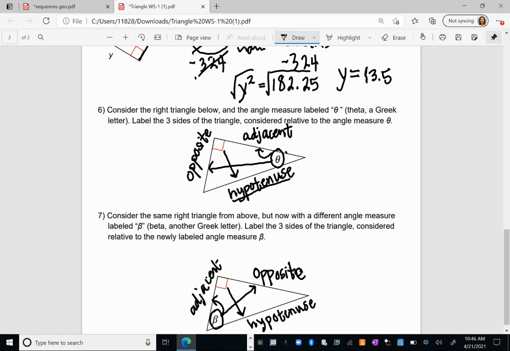Okay. So these words, opposite, adjacent, and hypotenuse, are going to become very important in our next lesson and many lessons to come. What we're starting to learn is right triangle trig that are based on the ratios of these sides.